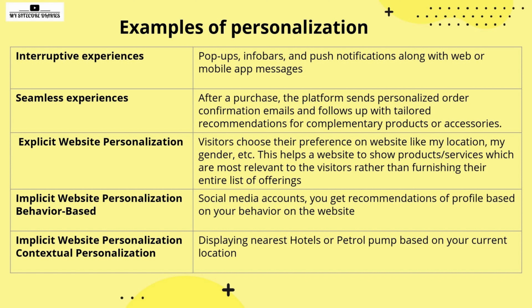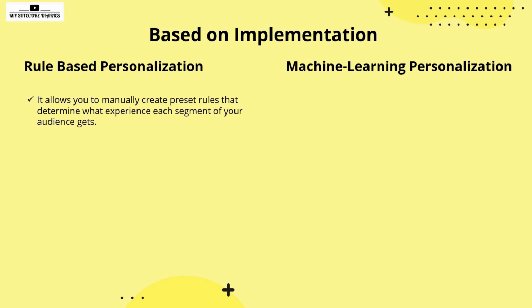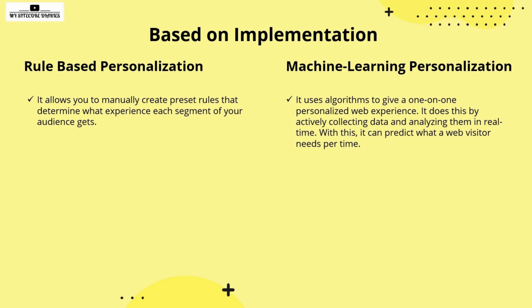But now we will see the different personalization types based on how you have implemented. There are two types, basically rule-based personalization and machine learning personalization. There is a third type also, where you use both the things. Okay, so what is rule-based personalization? It allows you to manually create preset rules that determine what experience each segment of your audience gets. Okay, so basically you set the rules, and depending on those rules, you are catering your experience.